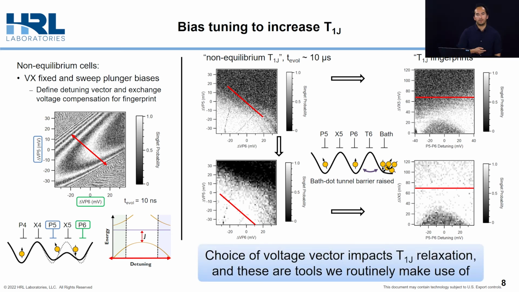This set of scans may point to co-tunneling events with the bath as a mechanism for T1J relaxation in this case. I hope it's clear that a different choice of exchange vector and other biases allows us to operate around the relaxation, and let me point out these are tools we make routine use of in tuning our qubits.